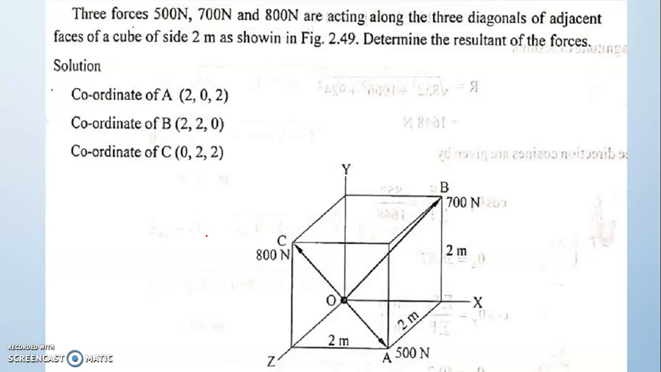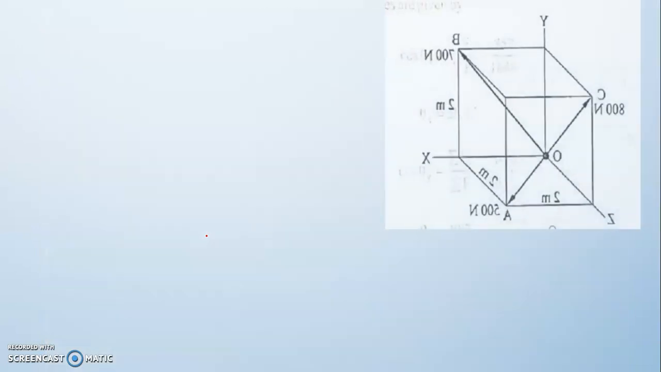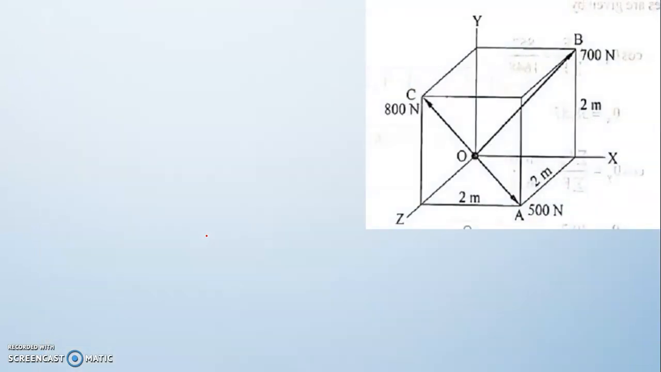We have already discussed one problem similar to this, so we'll do this also in the same manner. The first step, we have to convert the lines of action OA, OB and OC into unit vectors. We will do the line OA first. Please go through the figure.